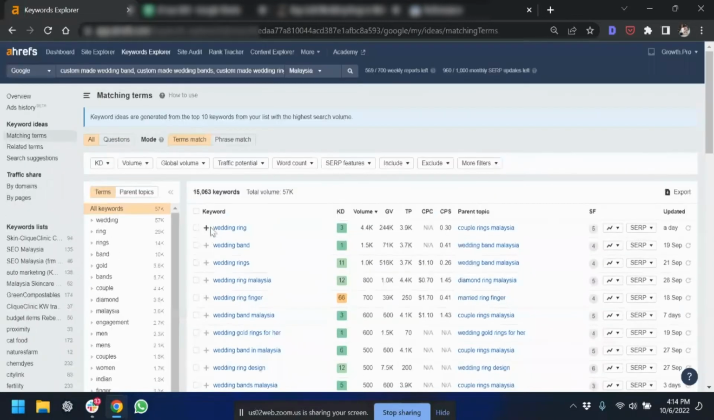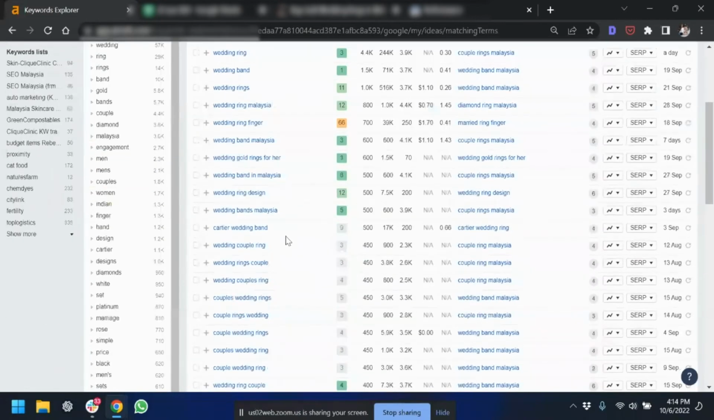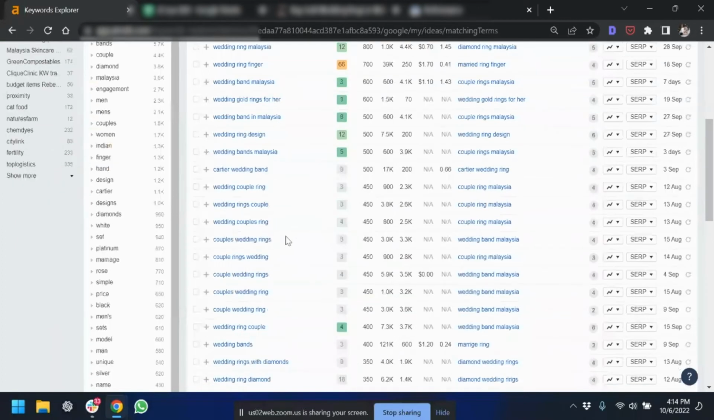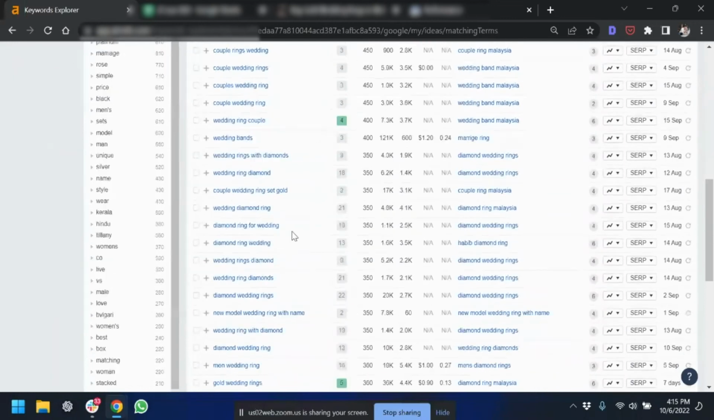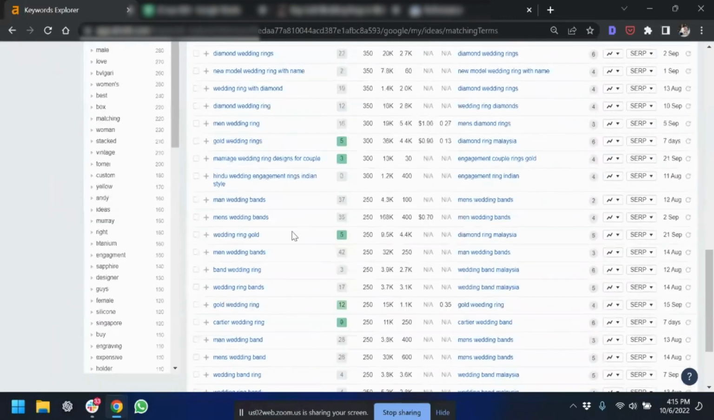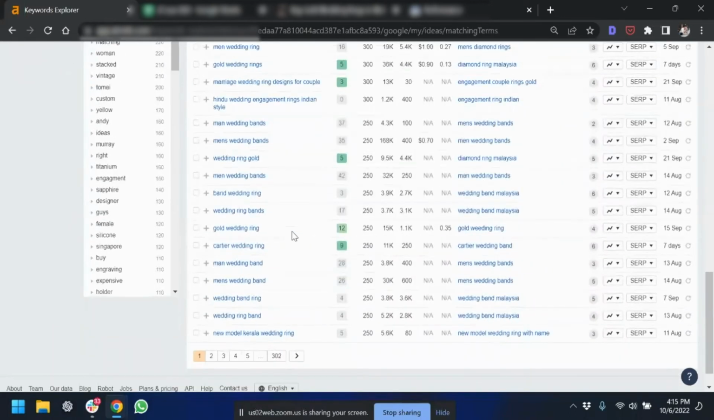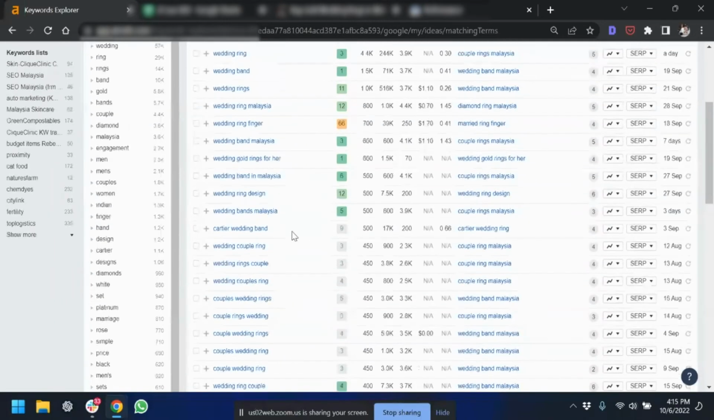But wedding ring is a short version. So potentially I can still go for a longer tail version of the keyword. Or maybe I can just use that as part of my secondary keywords. So if I go here, okay, not a good one here.